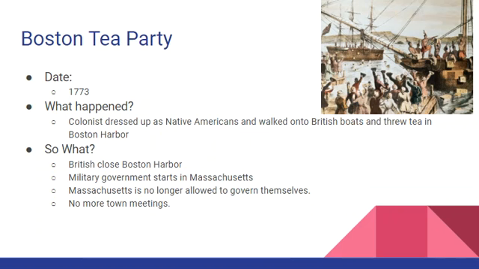The next big event is the Boston Tea Party, which happened in 1773. And this is when colonists dressed up as Native Americans and walked onto British boats and threw tea in Boston Harbor. So remember, England had a tea tax. They started taxing the colonists for tea, and back then colonists loved tea. They drank tons and tons of tea. So they were very upset. They dressed up as Native Americans and they threw all the tea into the ocean.